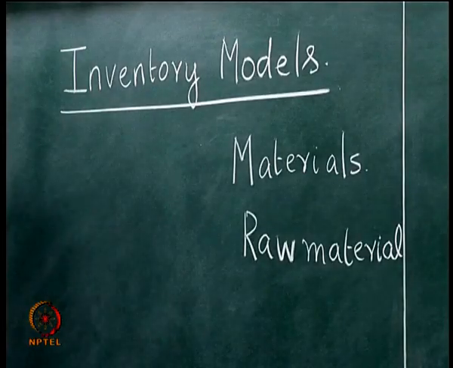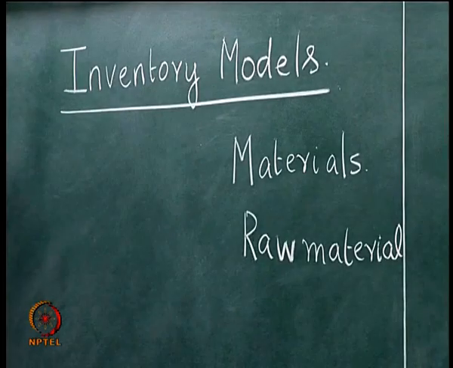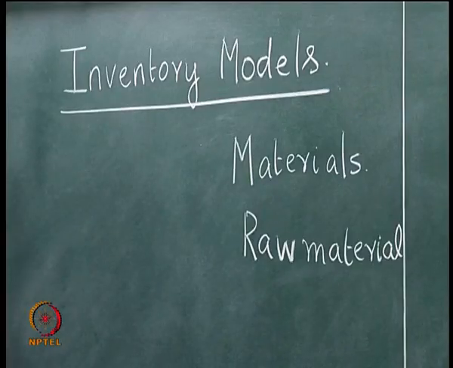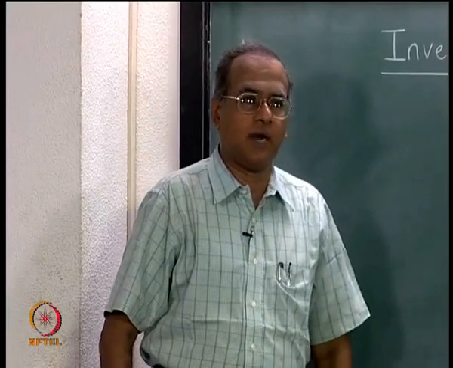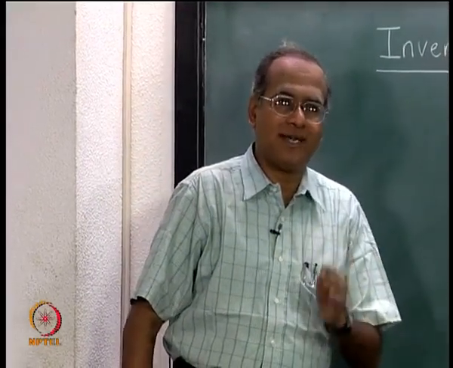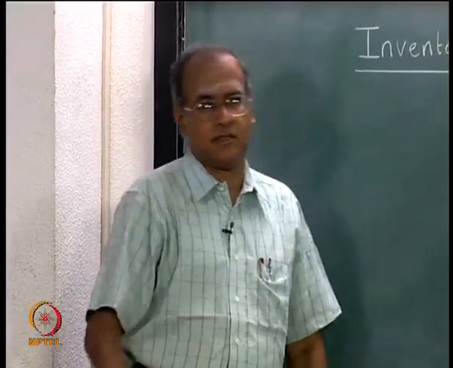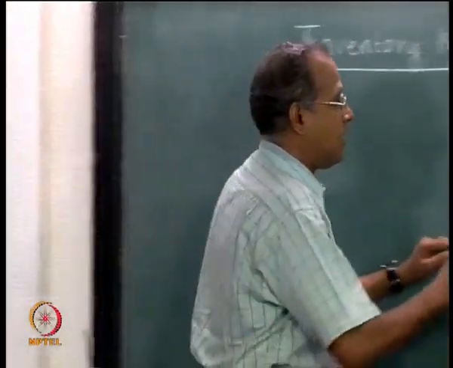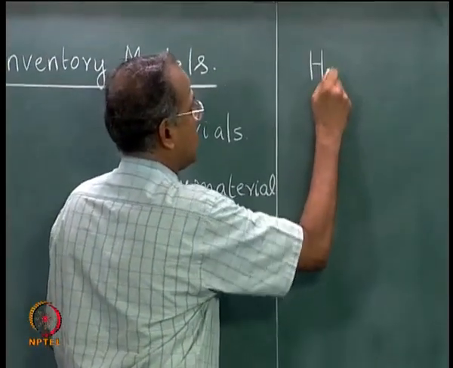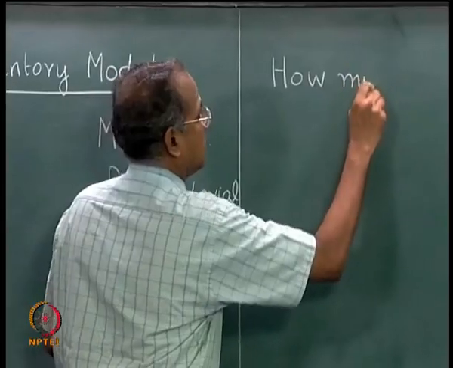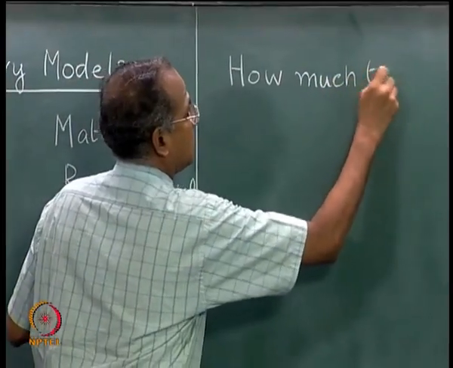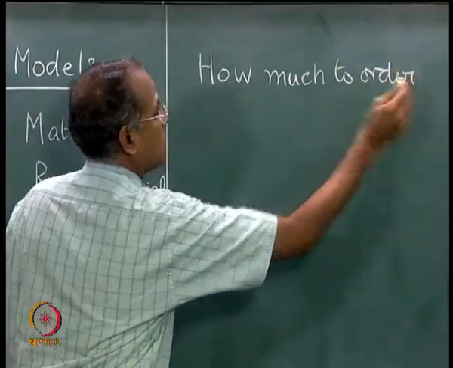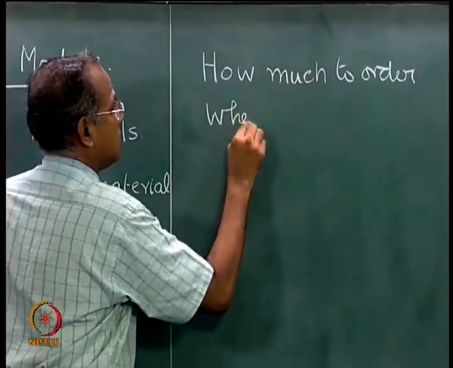So inventory essentially answers two very important questions. If there is an item or material that we are going to buy, there are two important decisions that are associated with the purchase of the material, and these two questions are how much to order and when to order.